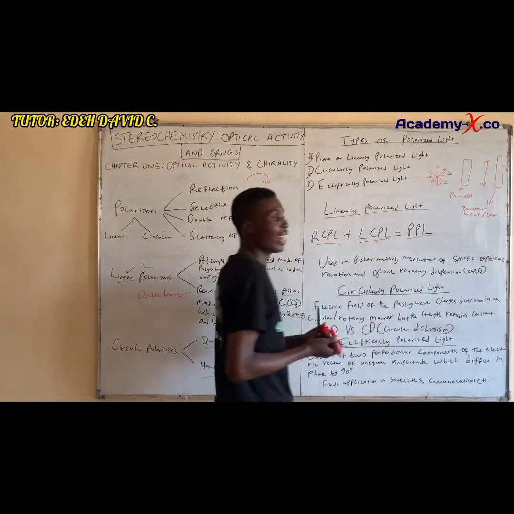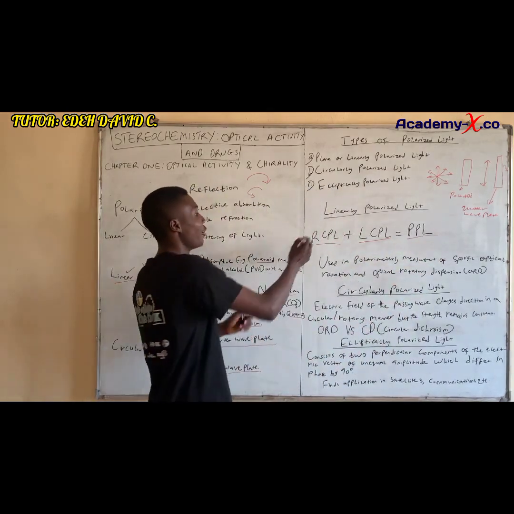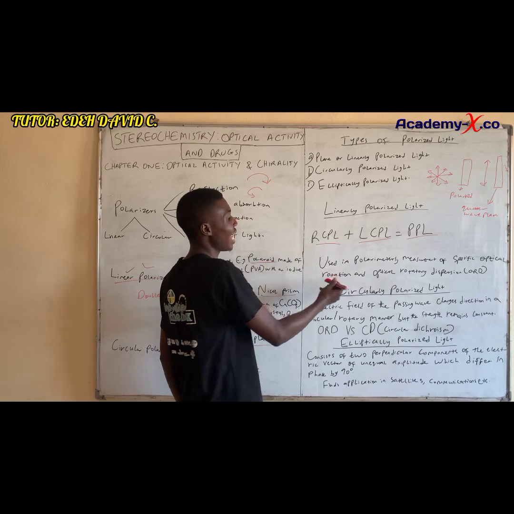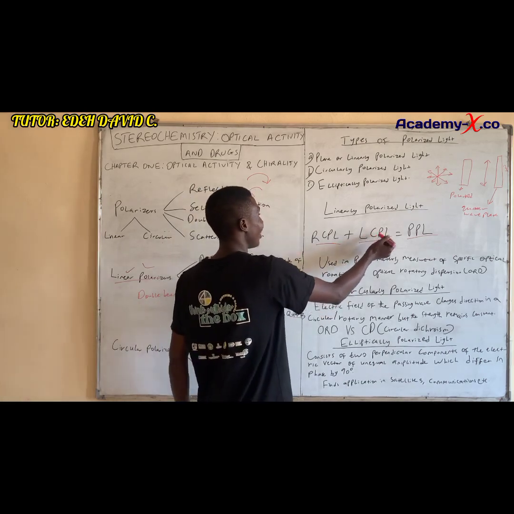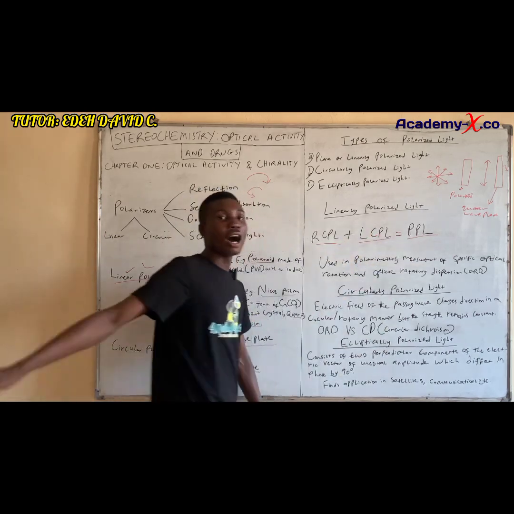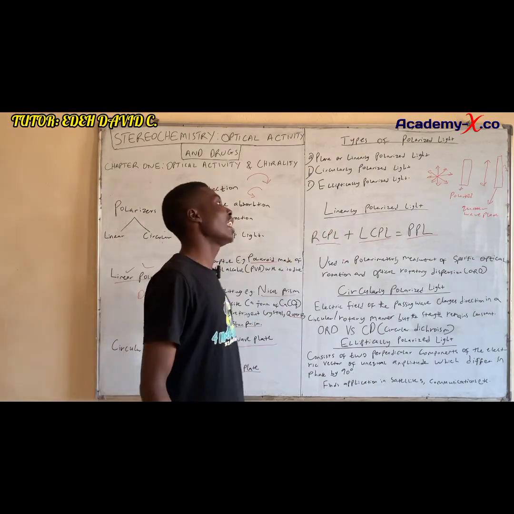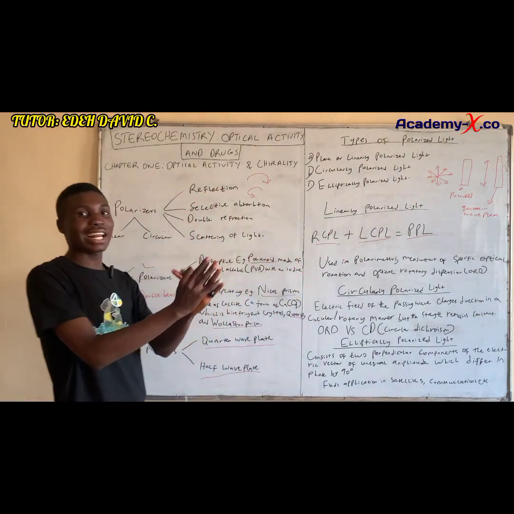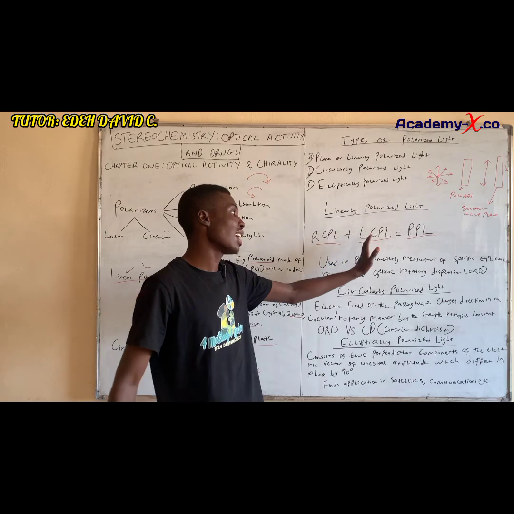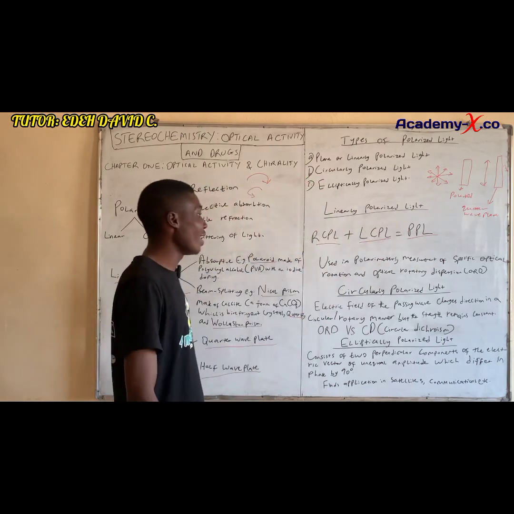a plane polarized light. So all we have here is what? Right circularly polarized light interacting with left circularly polarized light to produce a plane polarized light. So that's what leads to the linearly polarized light. They are both working together in synergy as right and left-handed, and it gives a plane polarized light.